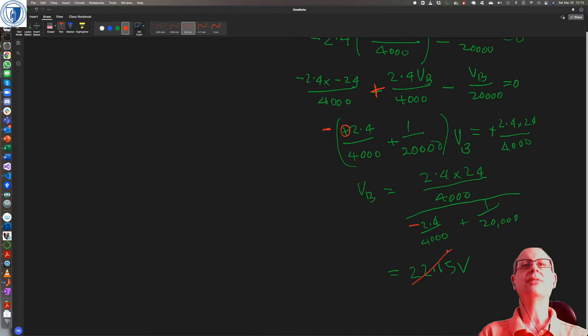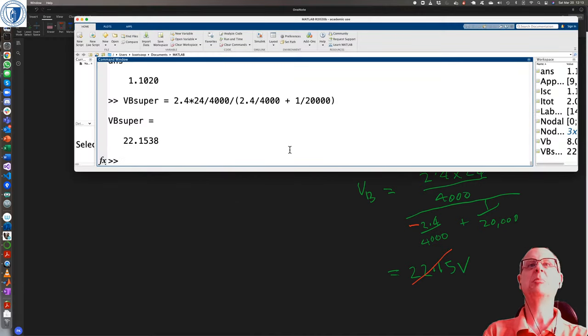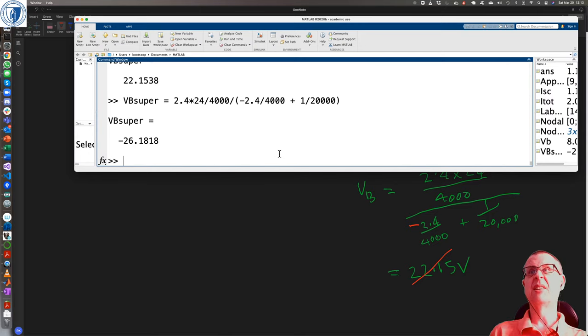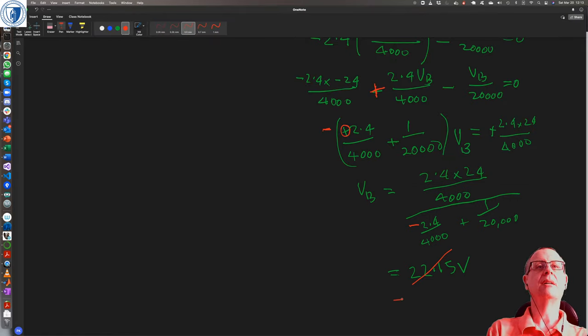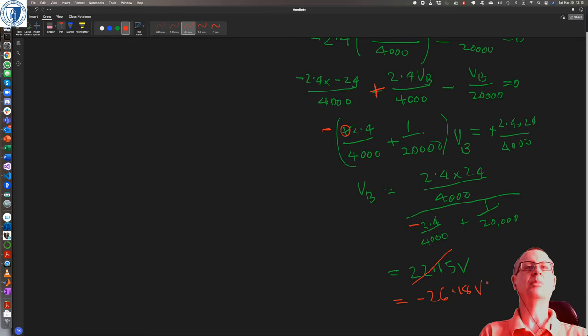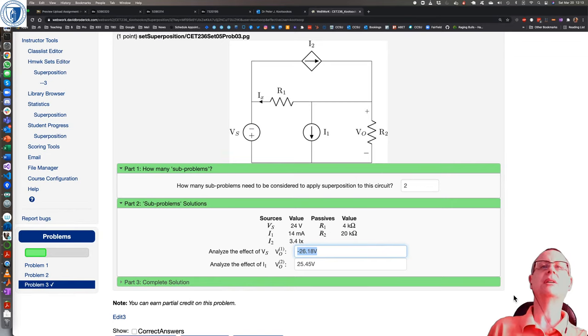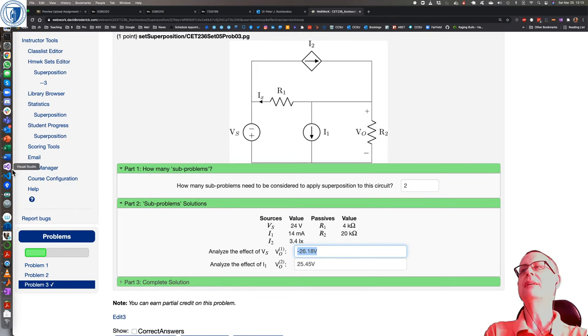cross that out, and let's see if I can just change my MATLAB to putting in a minus sign there. All right, so that one should be negated. And now that's looking a little better. So that's minus 26.18. That's more like it. Let's just go back. Is that the number we got? Yeah, that's the number we got. Okay, so that's the first part. Let's do the second part.